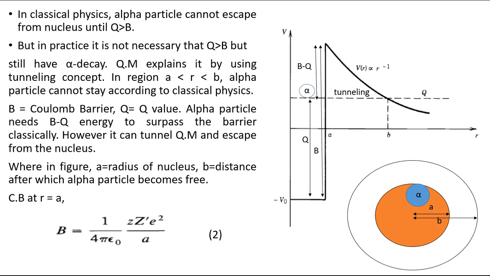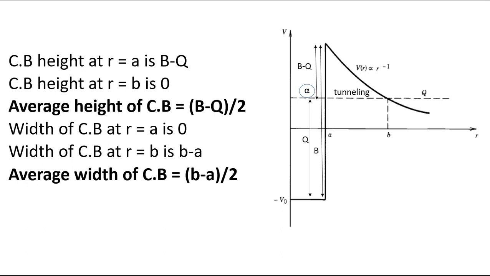Here we have calculated the Coulomb barrier at r equal to a, which is 1 over 4 pi epsilon naught, z prime e squared over a, where z is the charge on the helium nucleus and z prime is the charge on the daughter nucleus. As you can see, our potential barrier is not smooth: its height changes with the distance r, and its width also changes with the distance r.